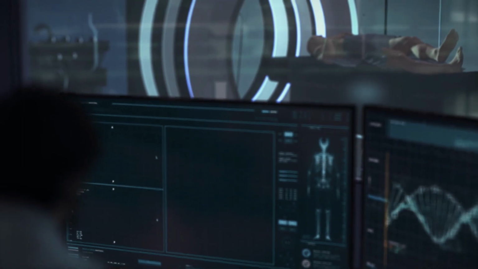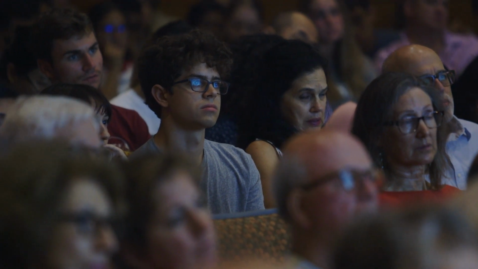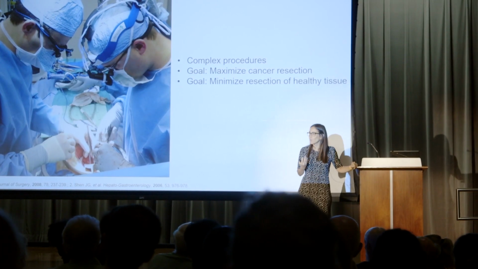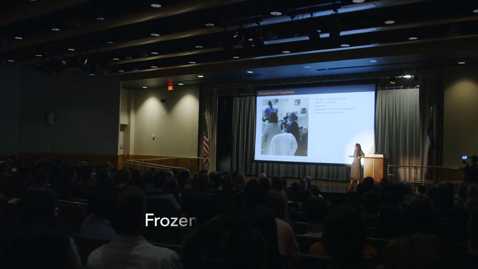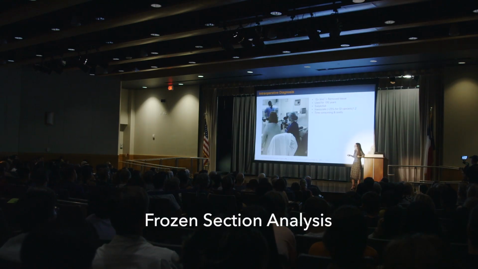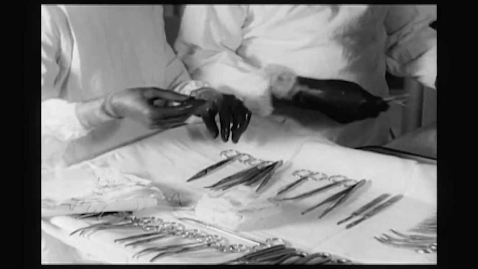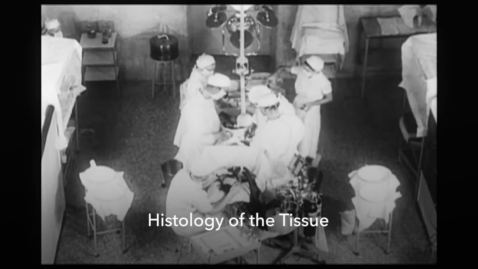So the technology that surgeons have been using to verify surgical margins during surgery is called frozen section analysis. The technique that is used nowadays to identify this boundary of cancer tissue and normal tissue during surgery is the same technique that's been used for the last 100 years, which is histology of the tissue.